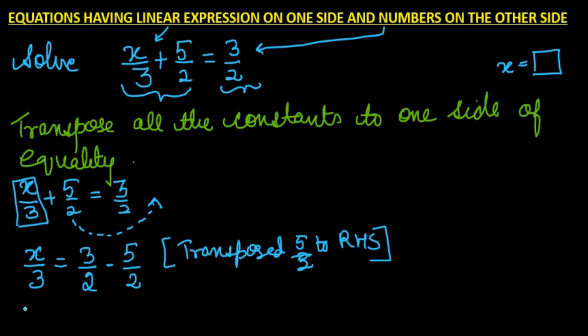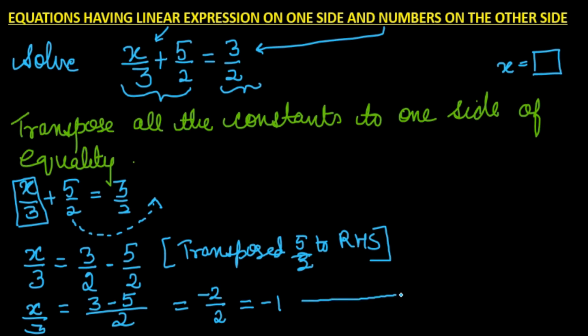Now let us solve the right hand side. The LCM is 2, the common denominator. In the numerator we are left with 3 minus 5, a negative 2 over 2, which gives you a negative 1. So now our equation is simplified to the form x by 3 is equal to negative 1.